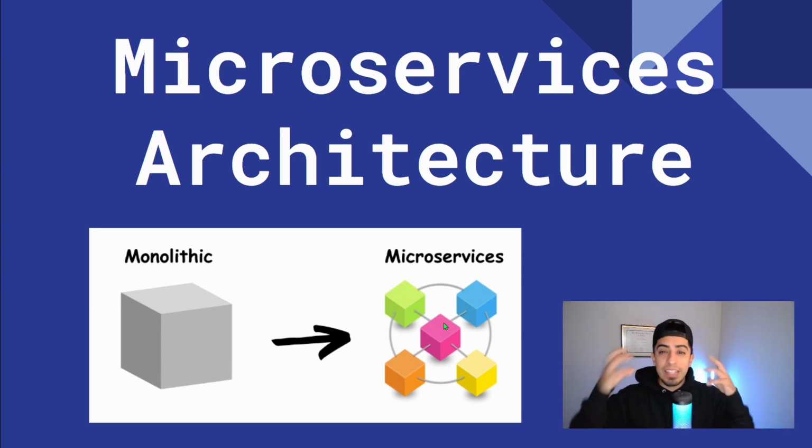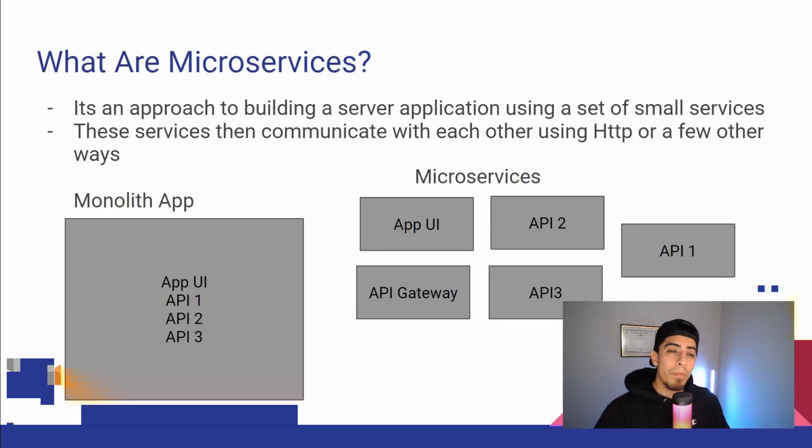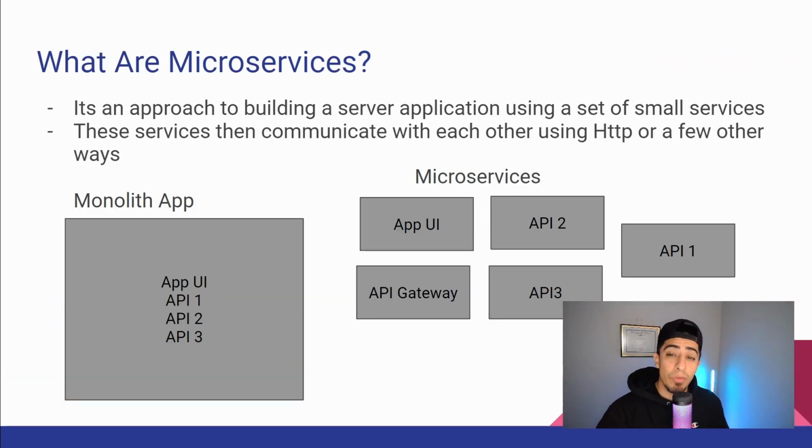So I'm sure just with seeing this image, a lot of you guys are already thinking of different ways of why the microservices architecture is really good to use. So what are microservices? It's an approach to building a server application using a set of small services. These services then communicate with each other using HTTP or a few other channels of communication.